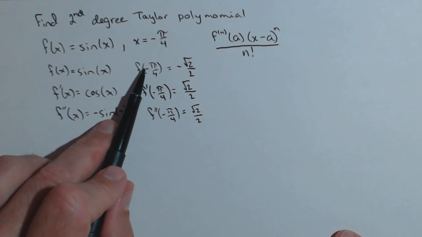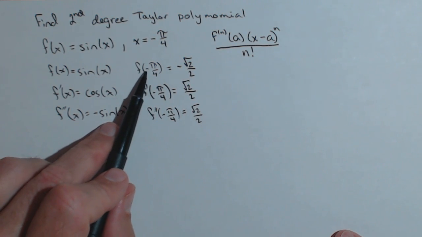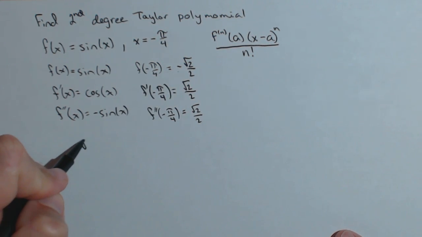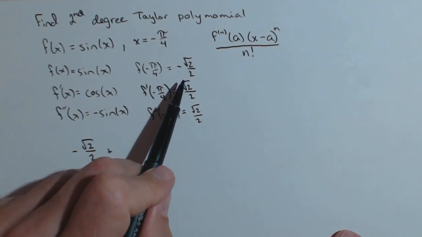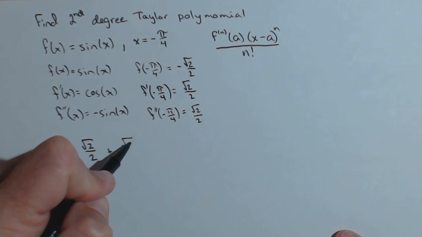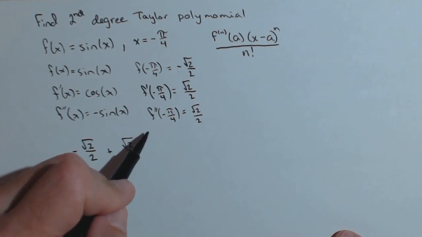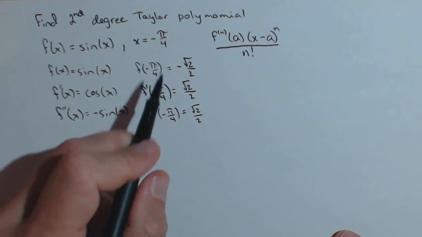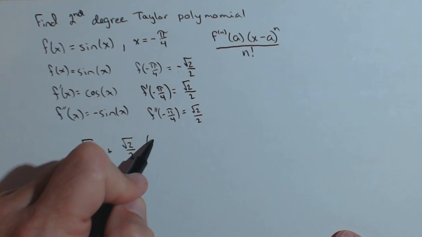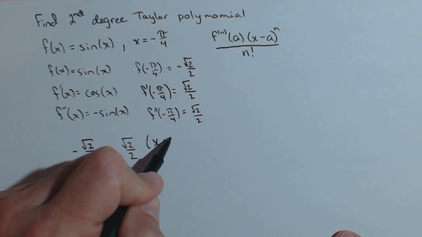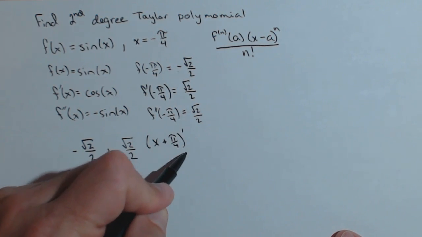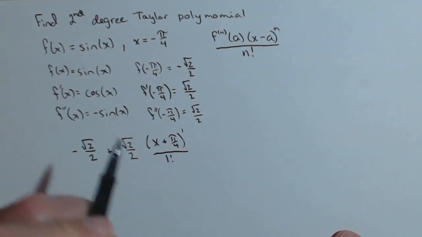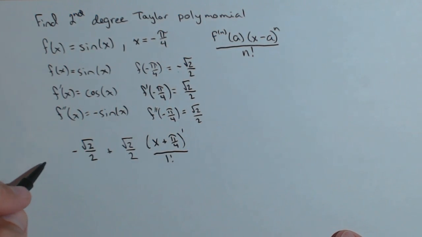So first thing we do is our f of a, which is negative square root of 2 over 2, plus, now this one's going to be root 2 over 2. Now here's where you got to be careful. Remember, it's not x minus 0, it's x minus negative pi over 4, or x plus pi over 4 to the first over 1 factorial.